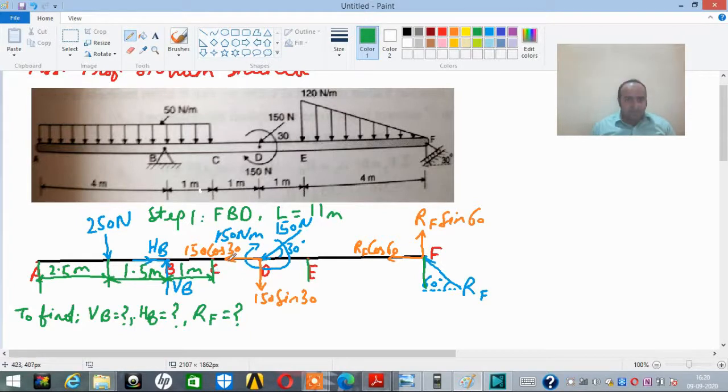So this is the way it is done till here. Further I can go ahead with this. This is again 1 meter. Even over here, D to E, the distance is again 1 meter.